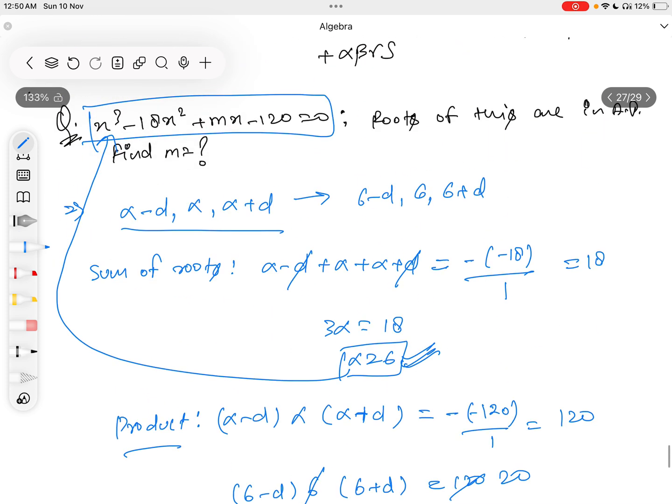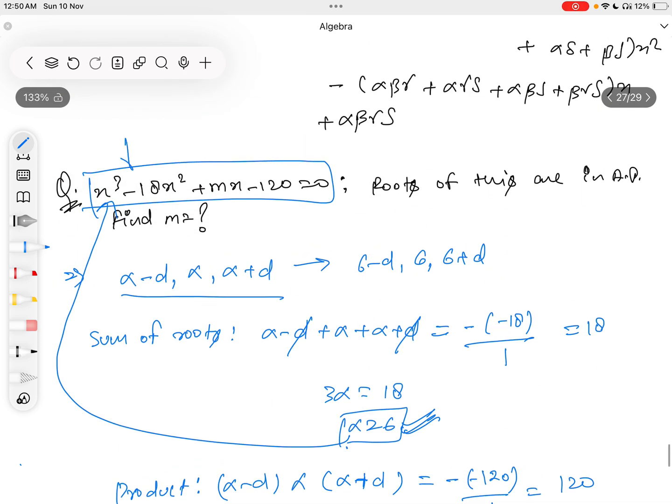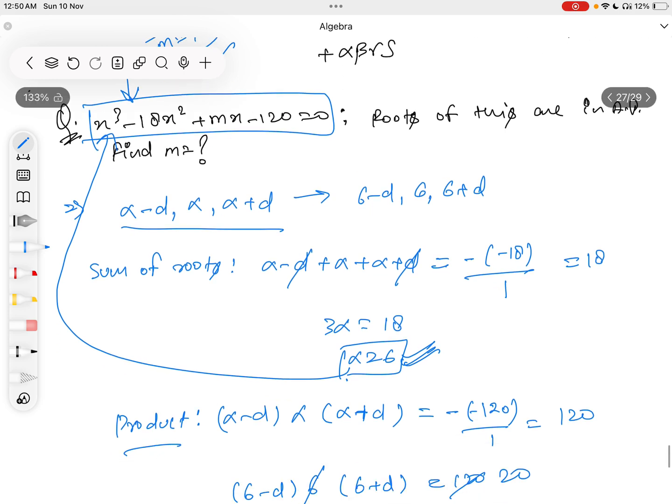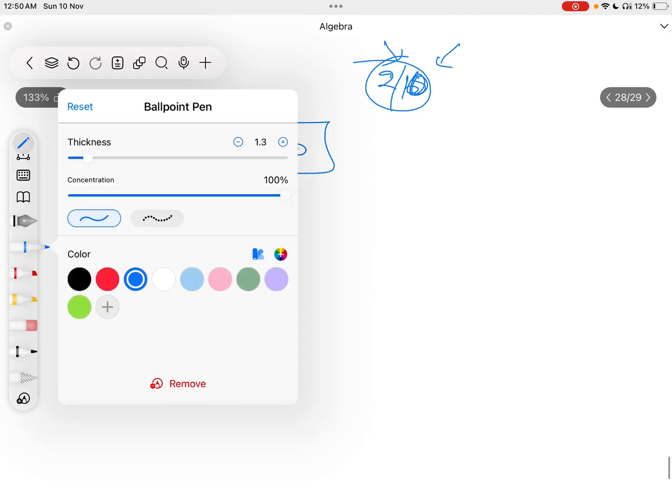Okay, so now just put alpha equals 6, or x equals 6, in this equation. So you will have only one variable, that is m, and you will find it out. I will just tell you what it is going to be. m is going to be 92. So you can try it, solve it, and see if you're getting 92 or not.